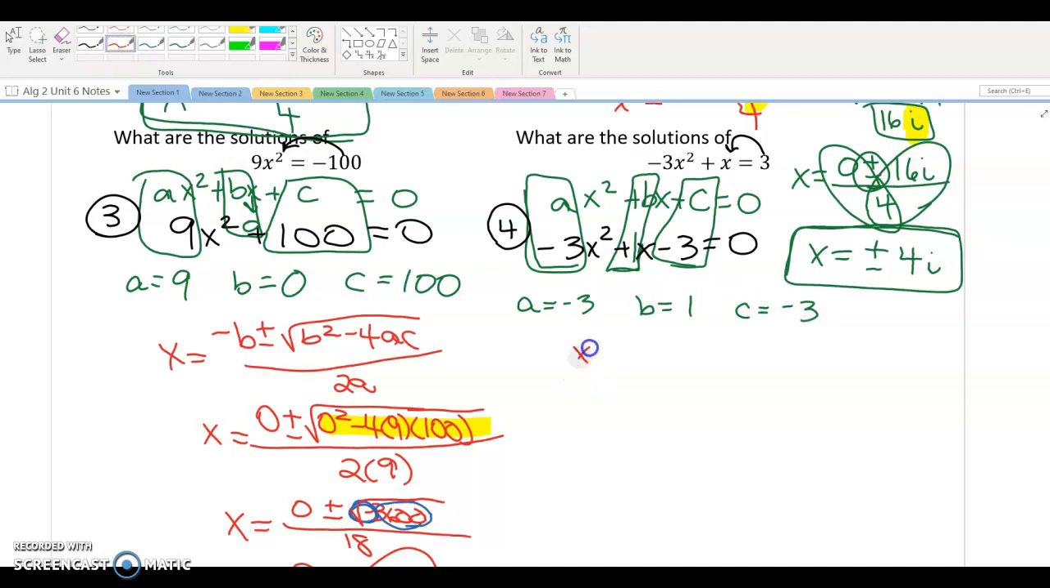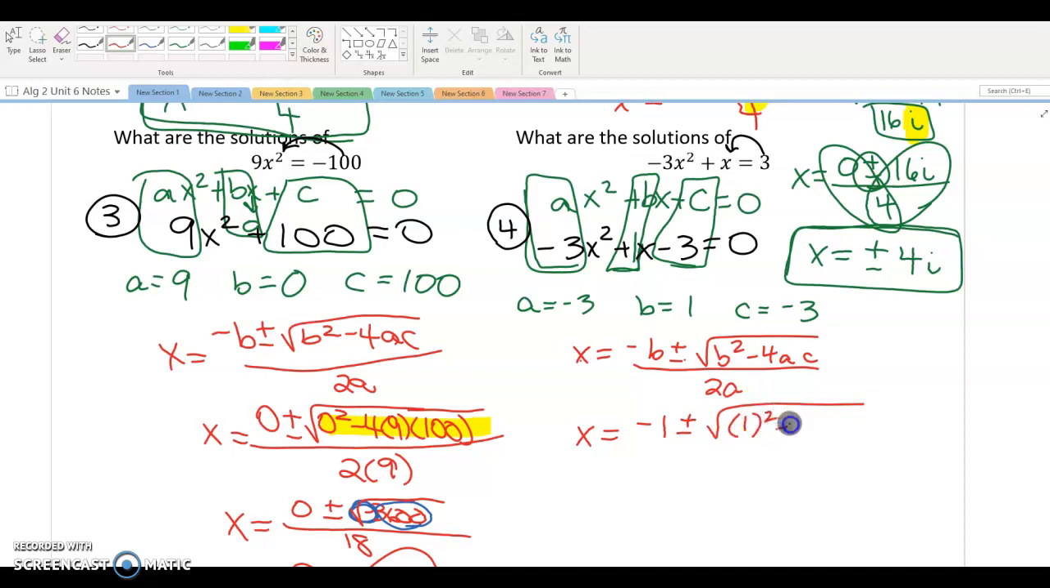Last time I'm going to sing it for you. X equals negative b plus or minus square root b squared minus 4ac all divided by 2a. And now we're good to substitute again. So x equals, it's a positive 1, so if it's negative b, it's going to drop down to negative 1 plus or minus the square root of b's 1. So b squared is going to be 1 squared minus 4 times our a is negative 3 times our c is also negative 3, all over 2 times a, which is 2 times negative 3.